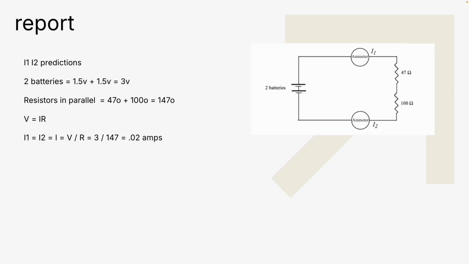For I1 and I2 predictions, in the circuit there are two batteries, each of which are 1.5 volts. So in total there are 3 volts. In the circuit there are two resistors in series, which equals 47 ohms plus 100 ohms, which equals 147 ohms. V is equal to I times R, according to Ohm's law. I1 is equal to I2, which is equal to I, which is equal to V over R, which is equal to 3 over 147, which is equal to 0.02 amps.